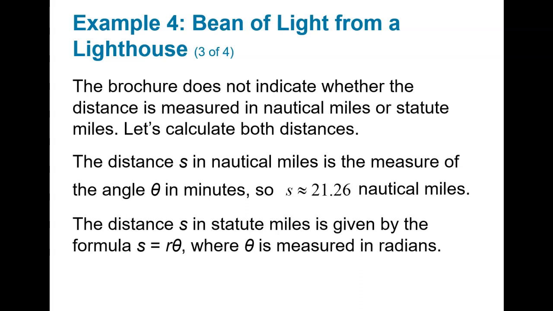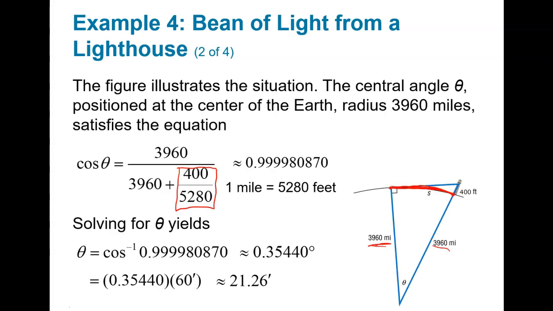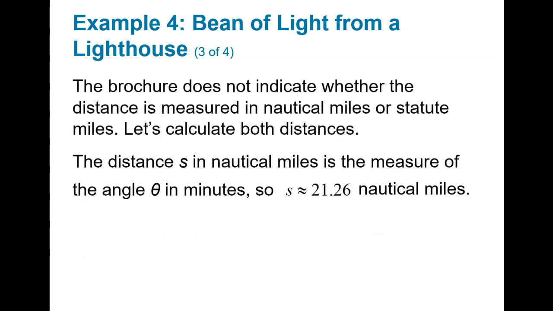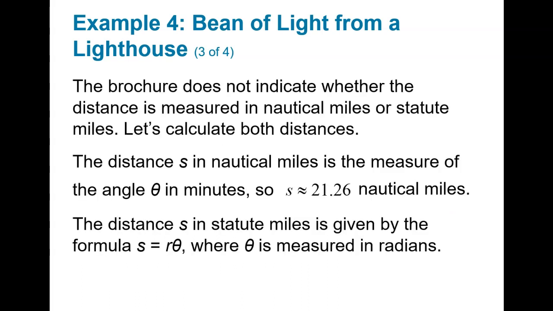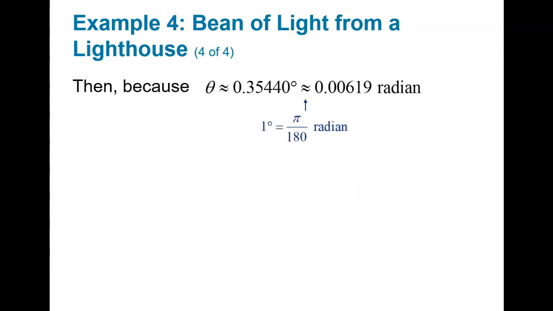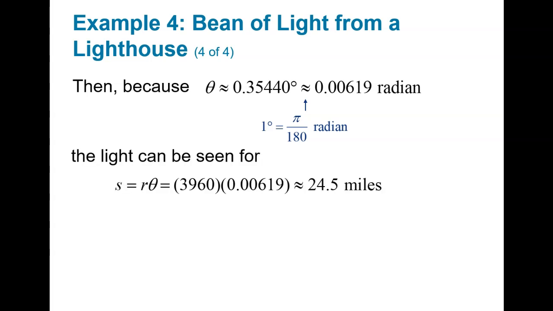So if the radius, again, is 3,960 miles, and we have a tiny little angle, not even a half of a degree, we could find that arc length, the distance along the Earth, if we convert that angle to radians. So that 0.3544 degrees is not even a whole hundredth of a radian, but we can convert that into radians, multiply that by that radius, and that gives us 24.5 miles.